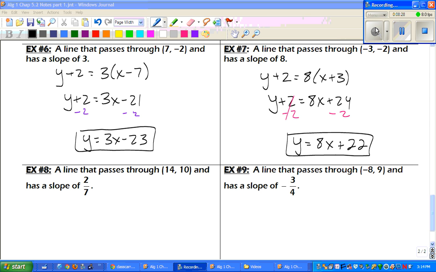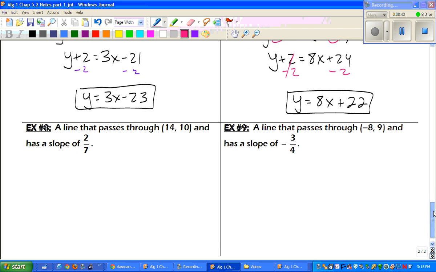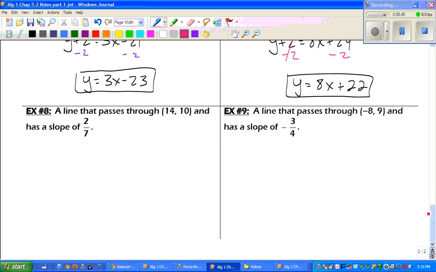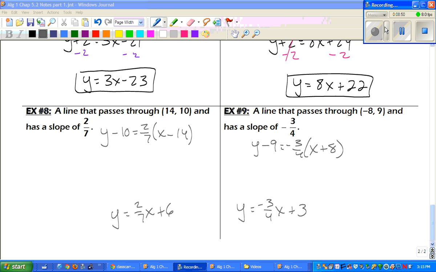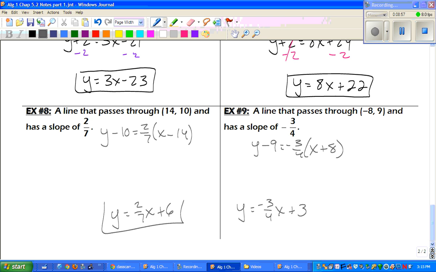Okay, and there are the answers. As always, just be careful with your negatives because you're going to have to do some click clicks and those are going to change to positives. All right, for example 8 and example 9, you can go ahead and try them. Pause the video. The answers will be up in just a second. Okay, so there's the equation once you plug it in, and the answers are at the bottom.